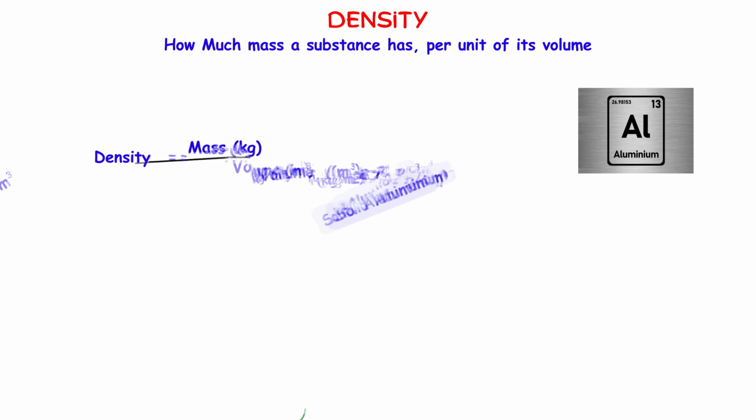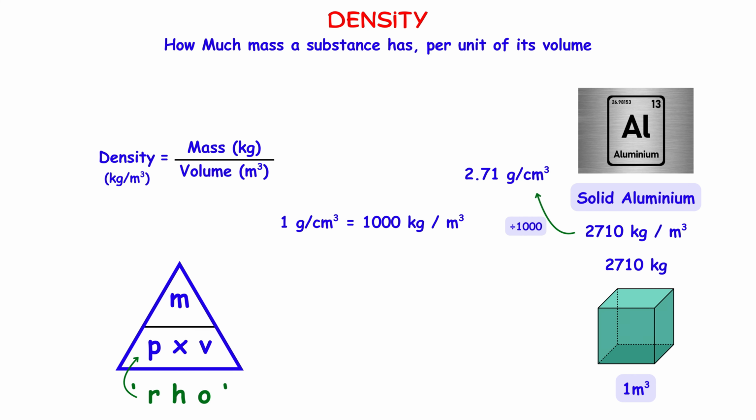Mathematically, this relationship is often represented using a formula triangle where the symbol for density is the Greek letter rho, which looks a bit like a lowercase p. Since mass is measured in kilograms and volume is measured in cubic meters in physics, the resulting unit for density is typically kilograms per cubic meter.